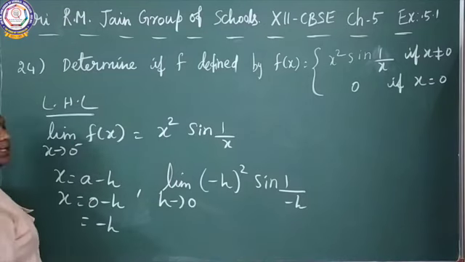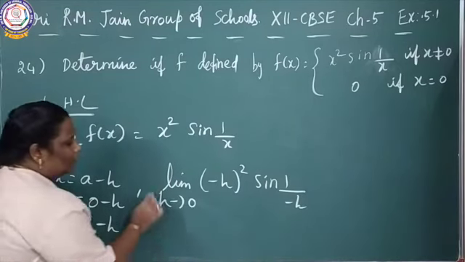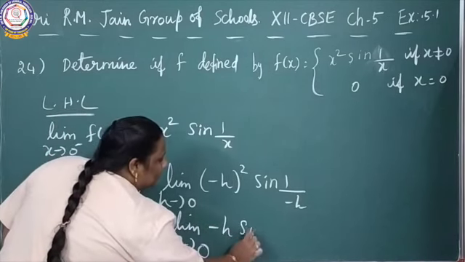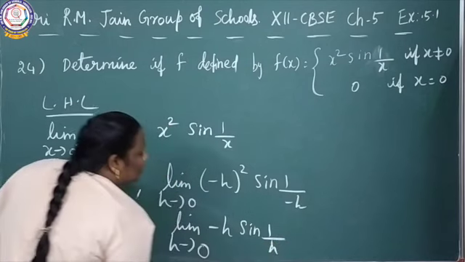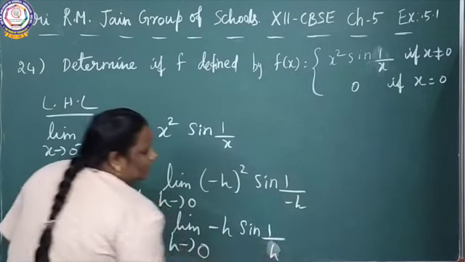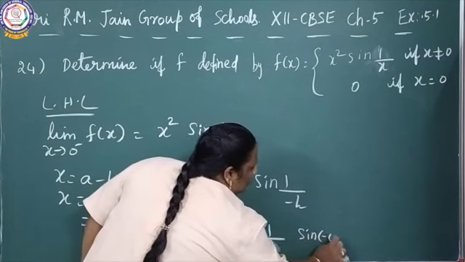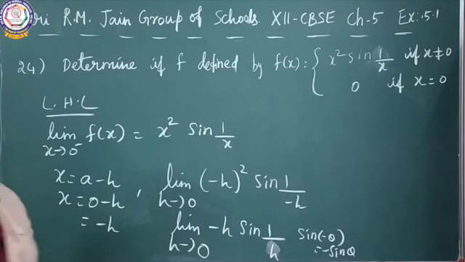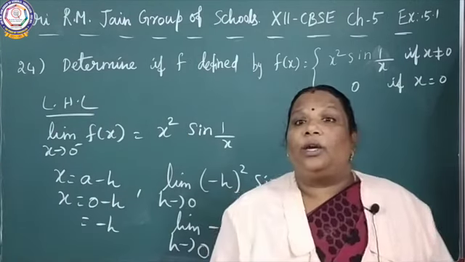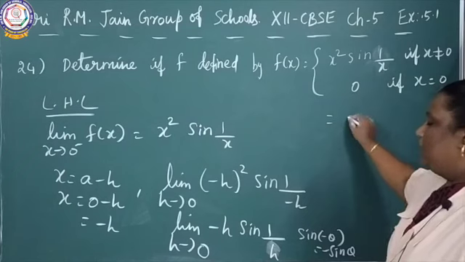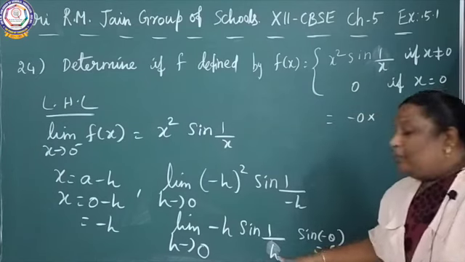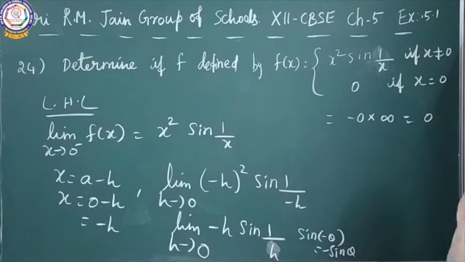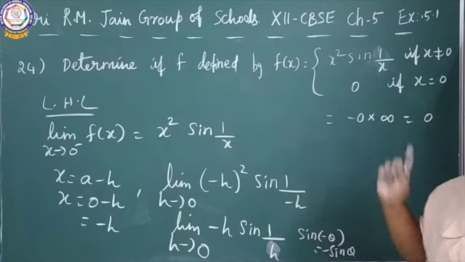So sine of minus theta is nothing but what? Minus sine theta. So limit h tends to 0 minus h into sine of 1 by h, because sine of minus theta equal to minus sine theta. Now you apply the value of h equal to 0. What is the value we are getting? 0 into 1 by 0 sine infinity, 0 into infinity, you get the value 0. So the left hand limit value is equal to 0.